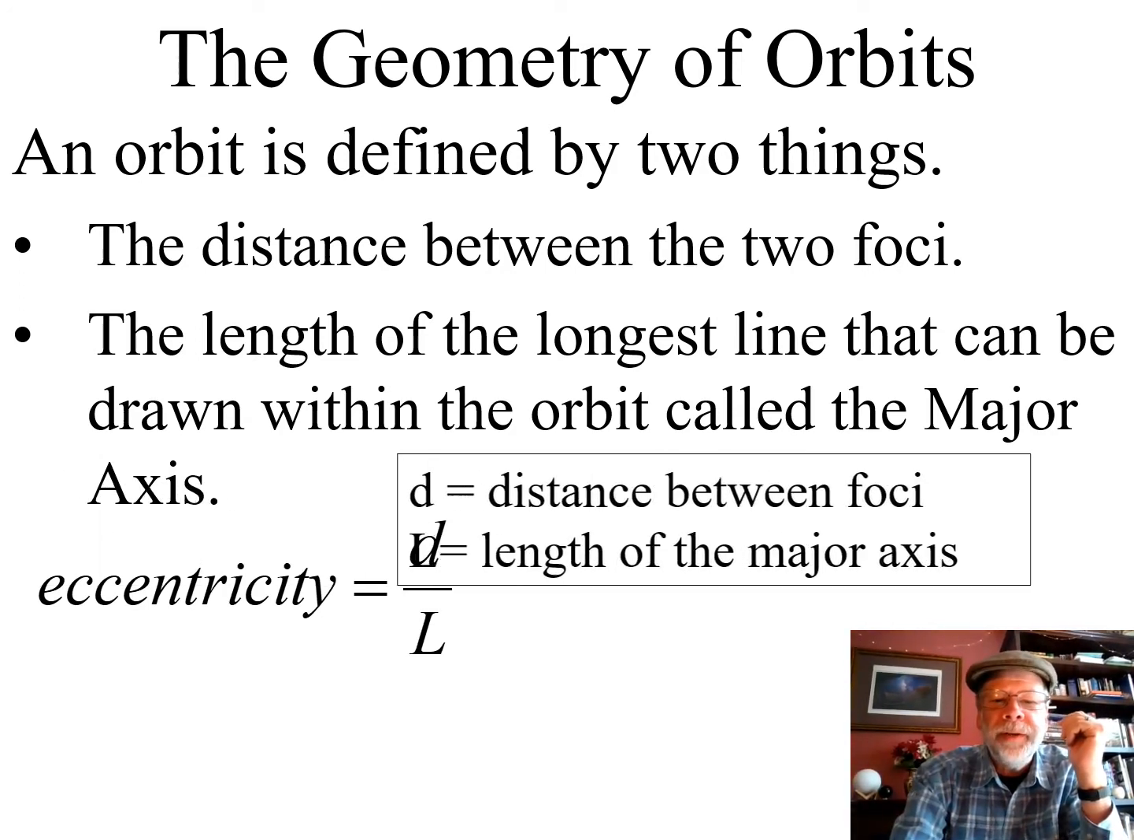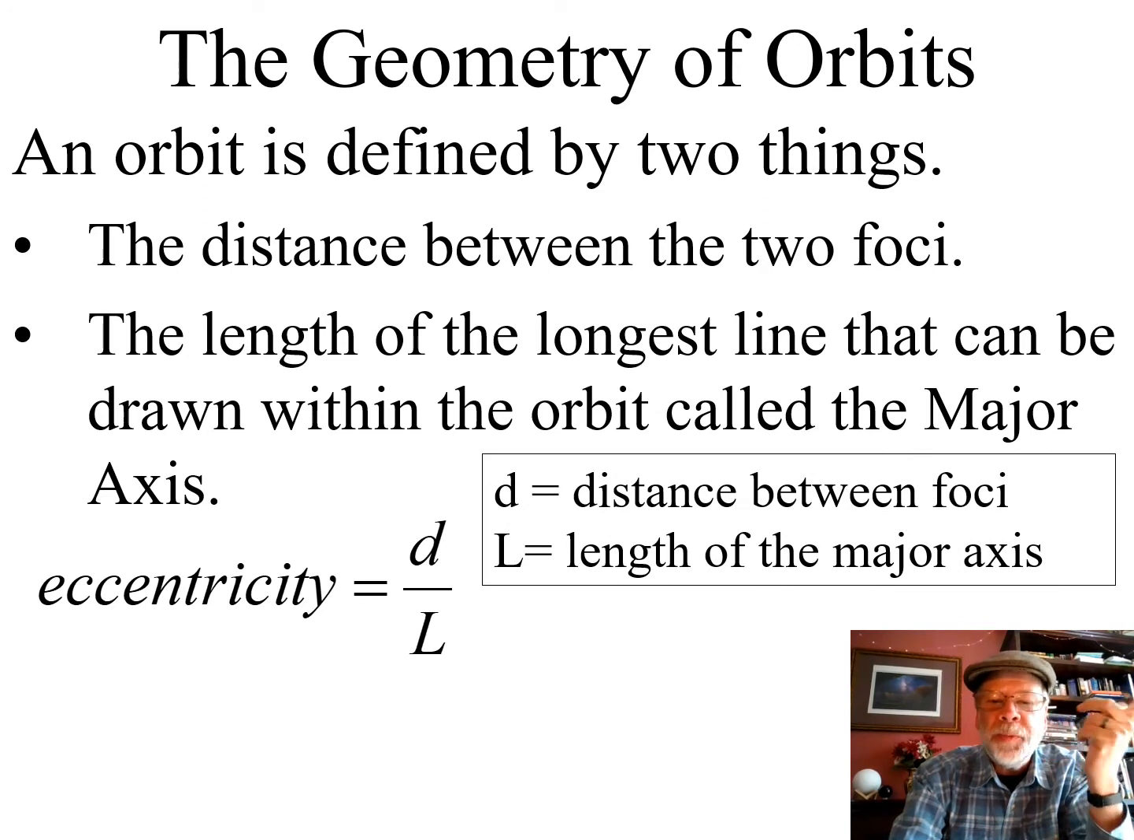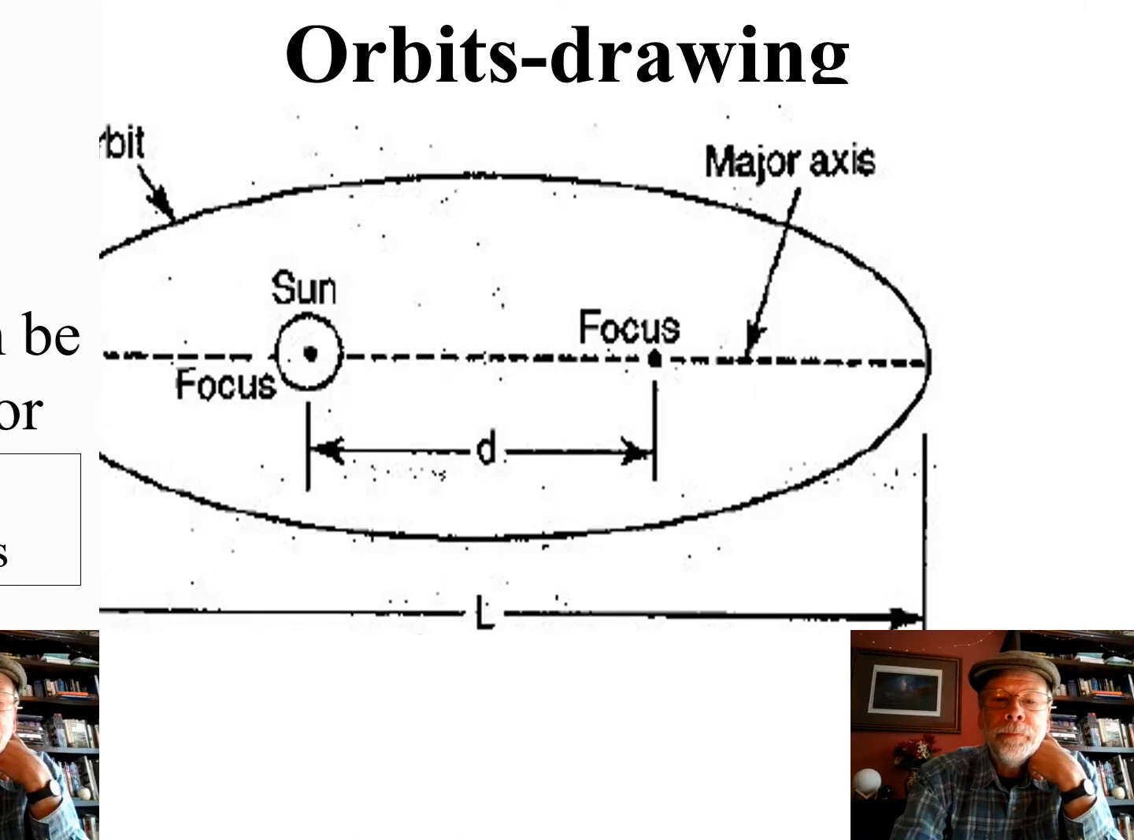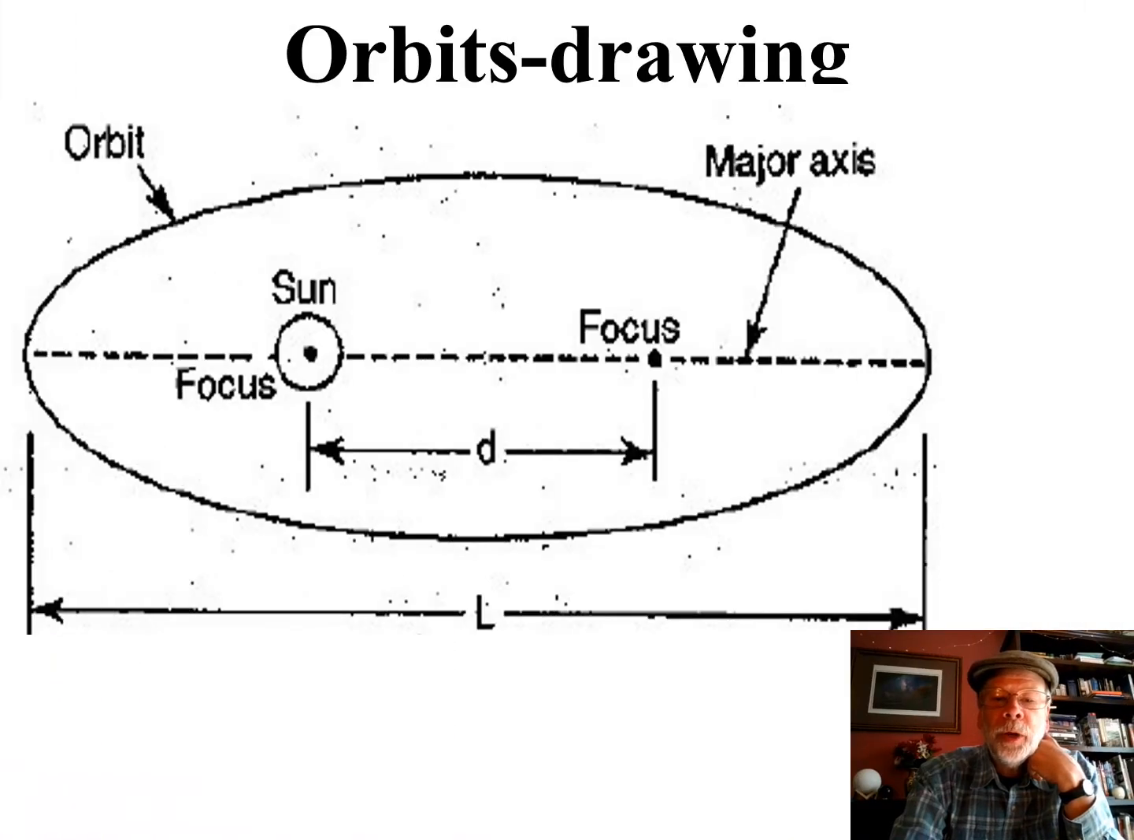Now we just need to define those. d is the distance between the foci. L is the length of the major axis. So that simple formula will give you a number that represents the eccentricity of the ellipse. So if we look at a quick drawing of it, you would measure the distance between the foci. That's little d. And then you'd measure the length of the major axis, and that's represented by a capital L.